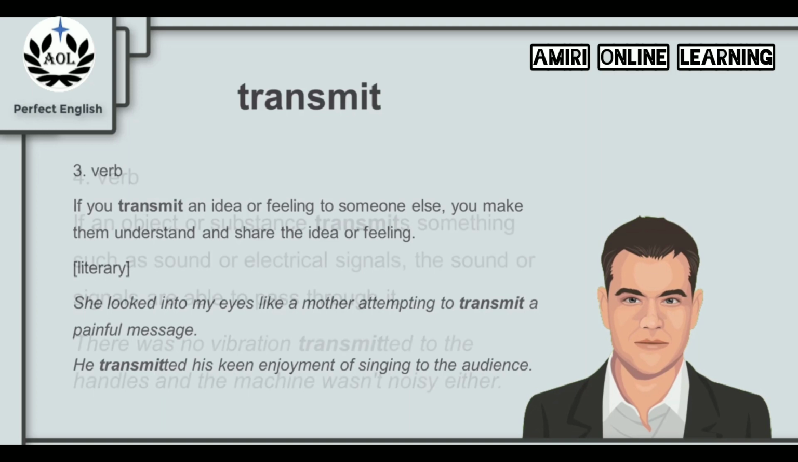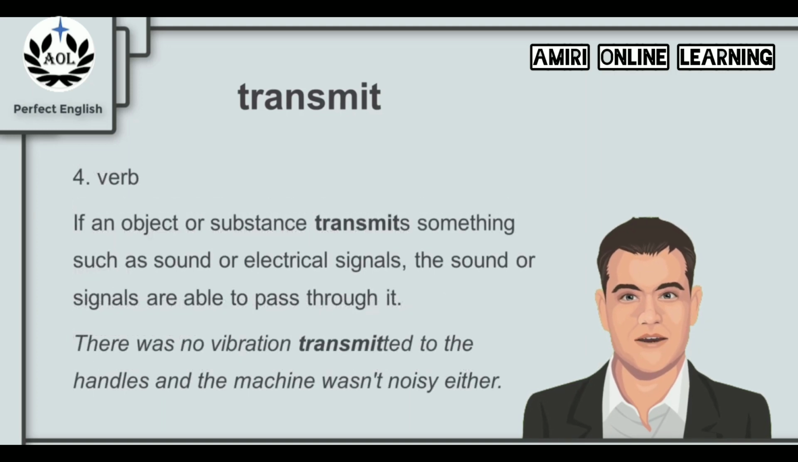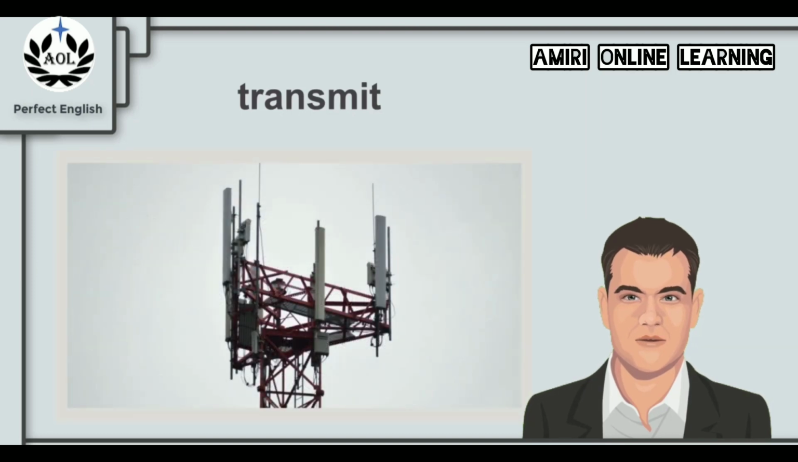And finally, if an object or substance transmits something such as sound or electrical signals, the sound or signals are able to pass through it. For example, there was no vibration transmitted to the handles and the machine wasn't noisy either. So the next time you remember the picture of this tower, remember the word transmit and what it means. And that is all for this chapter.